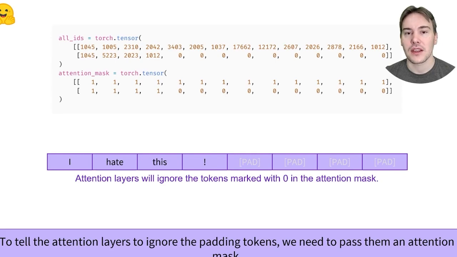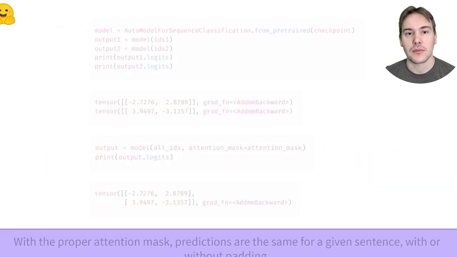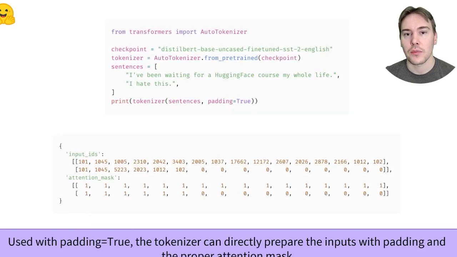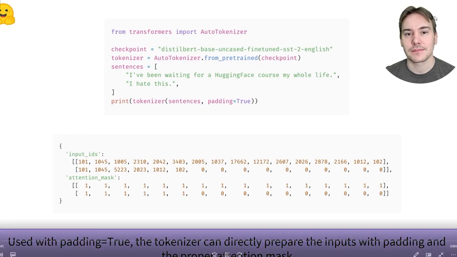This is done by creating an attention mask, a tensor with the same shape as the input IDs, with zeros and ones. Ones indicate the tokens the attention layers should consider in the context, and zeros the tokens we should ignore. Now, passing this attention mask along with the input ID will give us the same results as when we send the two sentences individually to the model. This is all done behind the scenes by the tokenizer when you apply it to several sentences with the flag padding equal true. It will apply the padding with the proper value to the smaller sentences and create the appropriate attention mask.